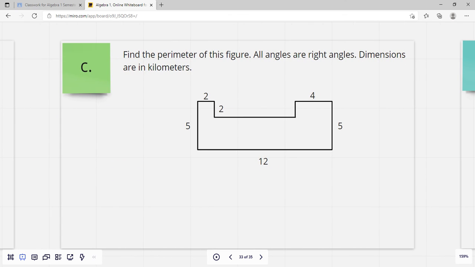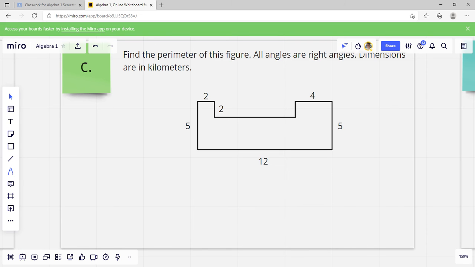All right, next one. Find the perimeter of this figure. All angles are right angles and dimensions are in kilometers. Okay. All right, so on the bottom we have 12. And on this side we have 5. And then we've got another 5 right there. And this one is 2. So this one's probably 2 as well.